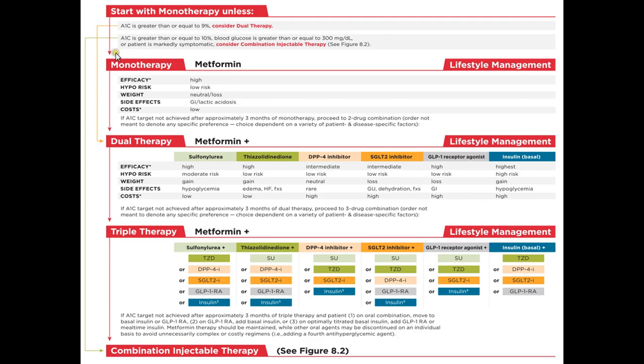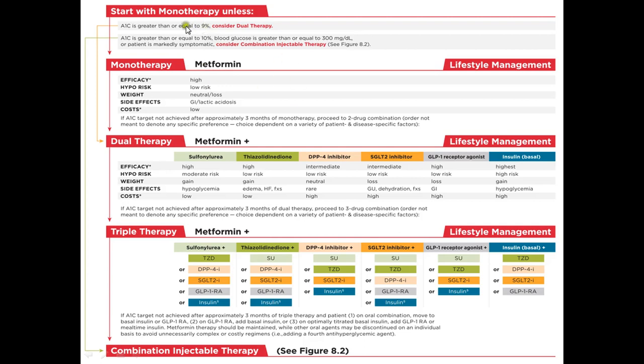Or unless the A1c is more than or equal to 10% and the glucose levels are more than or equal to 300, or the patient is markedly symptomatic, consider combination injectable therapy. That is the insulin or non-insulin injectable therapy you have to think of. So if the HbA1c is less than 9, you start with the monotherapy.